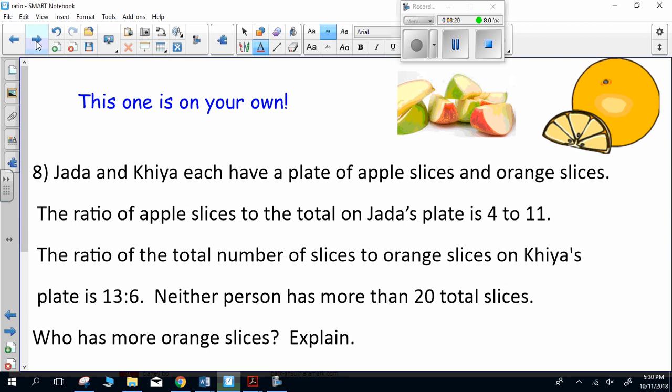Okay, next part. This one's on your own as well. So Jada and Kaya each have a plate of apple slices and orange slices. Jada has a plate with apples and oranges on it, and Kaya has a plate with apples and oranges on it. The ratio of apple slices to the total on Jada's plate is 4 to 11. The ratio of the total number of slices to orange slices on Kaya's plate is 13 to 6. Neither person has more than 20 slices. Who has more orange slices? Explain.